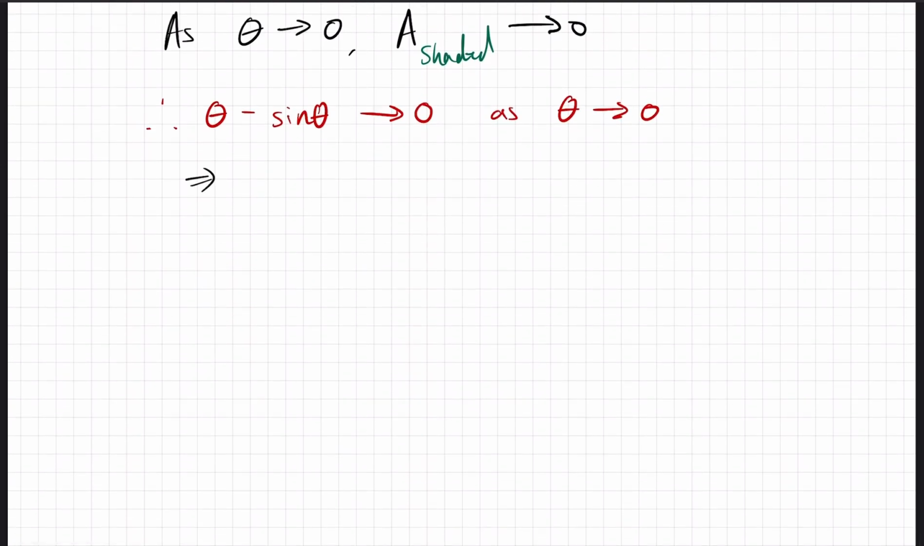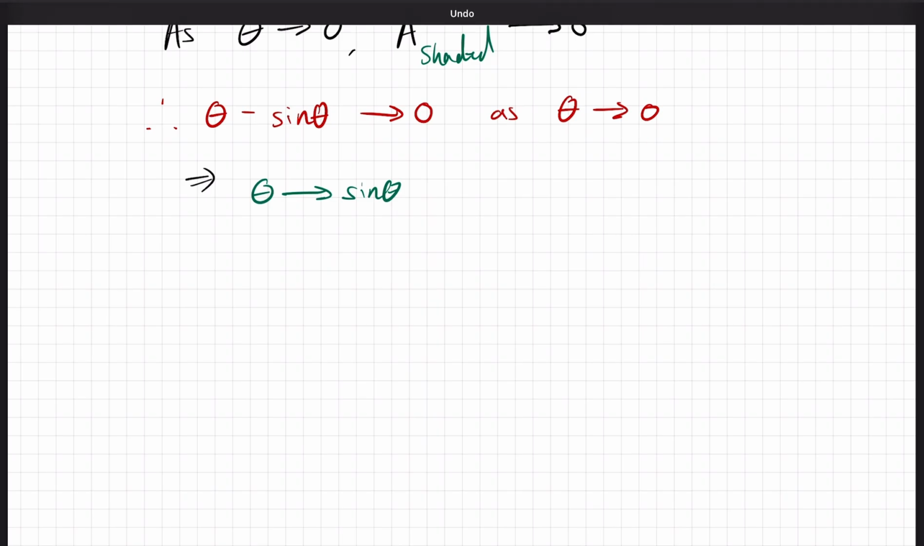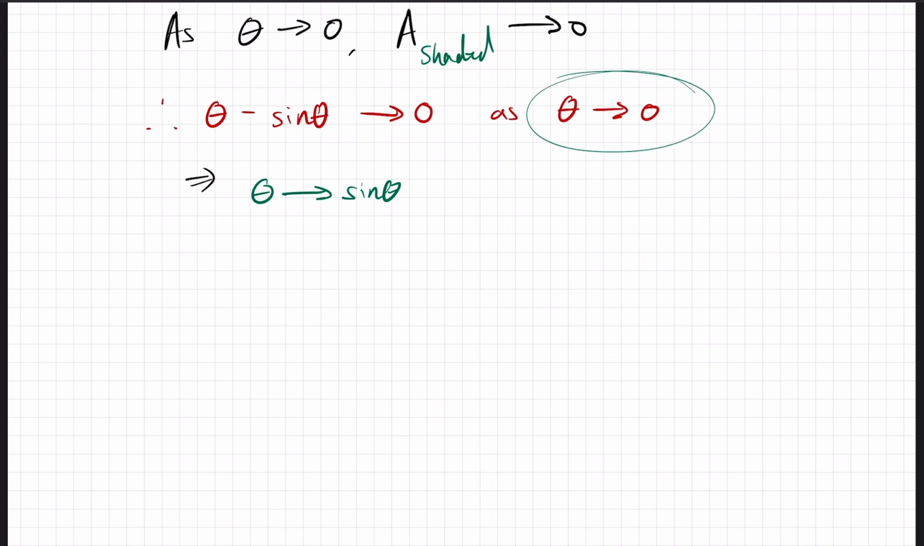And therefore, we've proved that as theta gets really small, theta approaches sine theta. The approach sign is a bit weird. You can also write it as sine theta approaches theta. It means the same thing. So there's our proof: theta approaches sine theta as theta approaches 0. What this is saying is it's not actually 0, it's just getting really small, and as it gets small, it starts to approach sine theta.